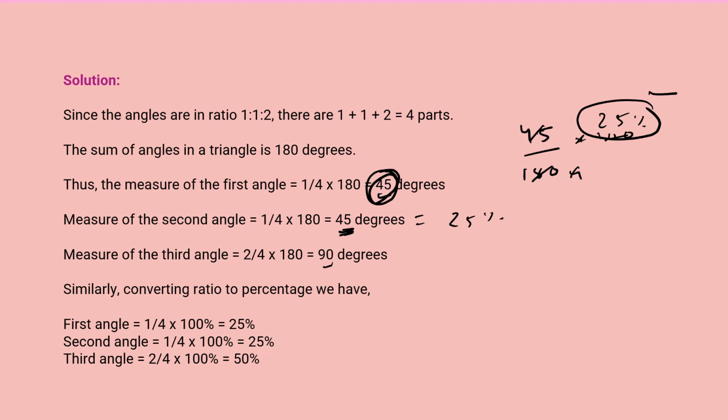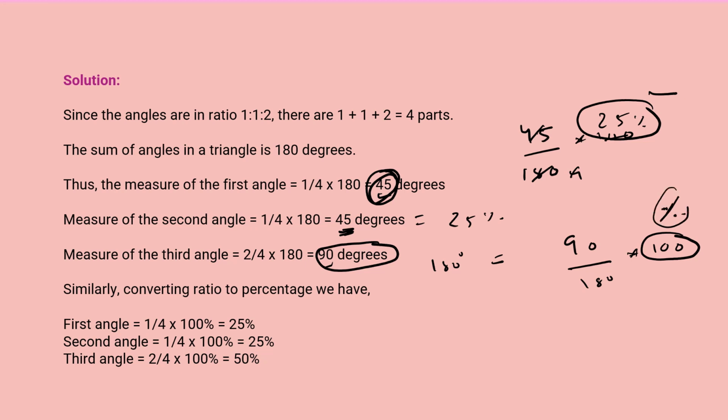Okay. सिमिलरली ये एंगल भी 45 डिग्री है, तो ये भी 25% हो जाएगा। और ये 90 डिग्री है, तो 90 डिग्री 180 डिग्री का कितना परसेंट है? 90 डिवाइडेड बाय 180 और इसको मल्टीप्लाई कर देंगे 100 से, क्योंकि हम हमेशा एज्यूम कर रहे हैं कि परसेंटेज 100 के टर्म्स में है। तो ये 2 हो जाएगा और ये 50. So this will be 50%.